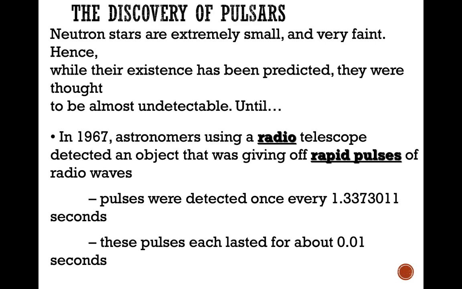They actually did not know that it was a neutron star, but they had detected an object that gives off rapid radio pulses. These pulses were detected once every this many seconds. You don't have to remember these numbers, but you can see that they are very rapid pulses, right? Every 1.33 seconds there was a pulse in radio wavelength, so this is not in visible wavelength. And once you have a pulse, it lasted only about 0.01 seconds. So for a very small time there was a pulse and then it goes away and then it comes again, like that, in radio wavelengths.